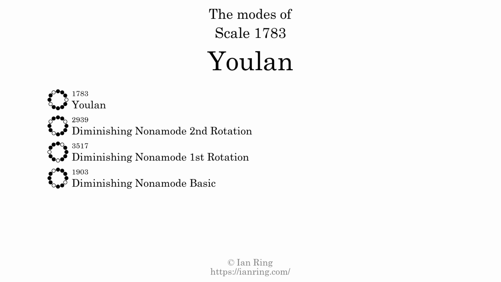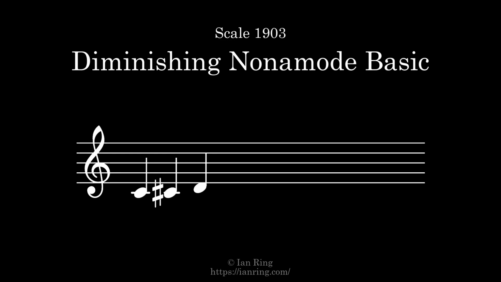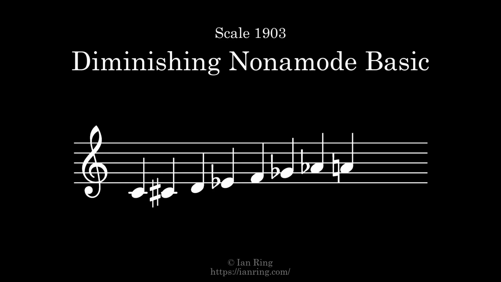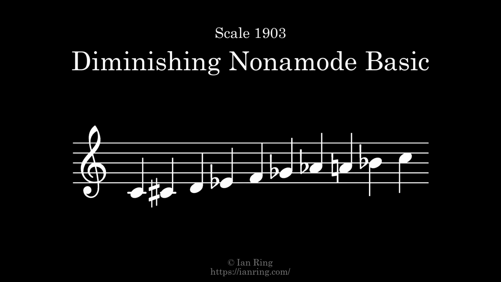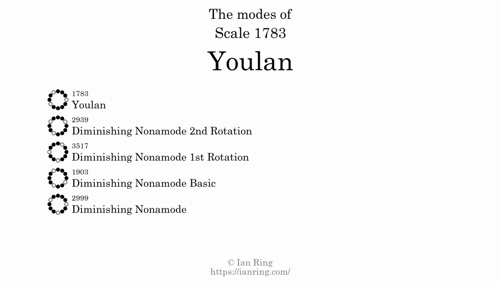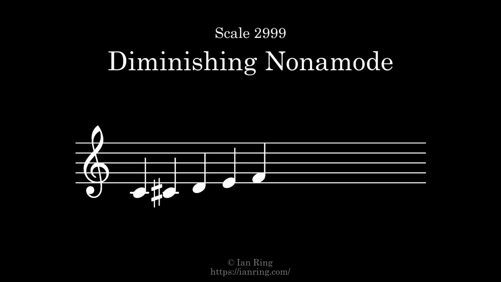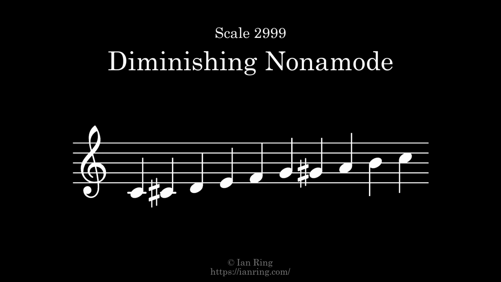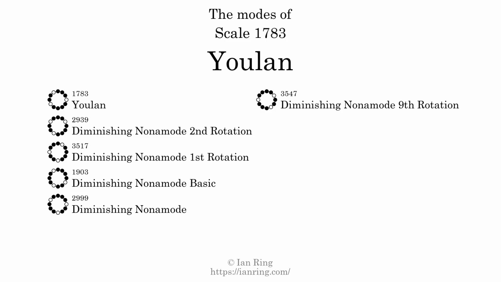The fourth mode is scale 1903, also known as diminishing nonomode basic. It sounds like this. The fifth mode is scale 2999, also known as diminishing nonomode. It sounds like this. The sixth mode is scale 3547, also known as diminishing nonomode ninth rotation. It sounds like this.